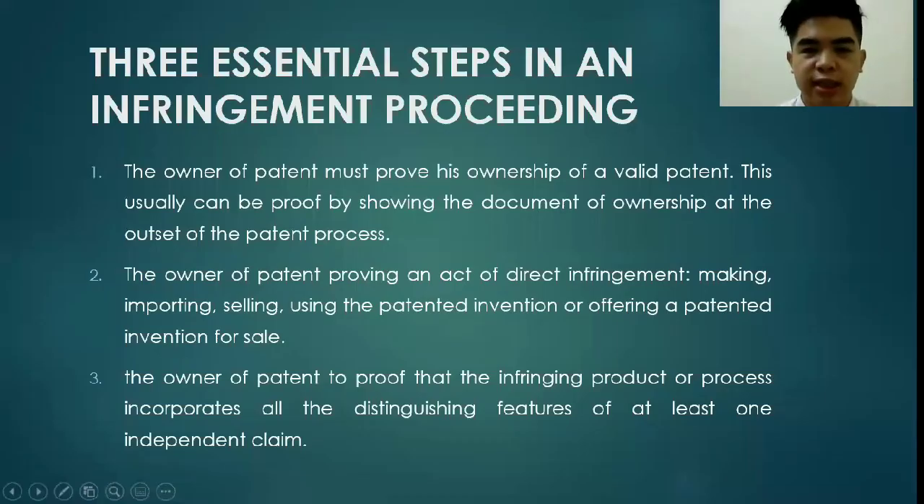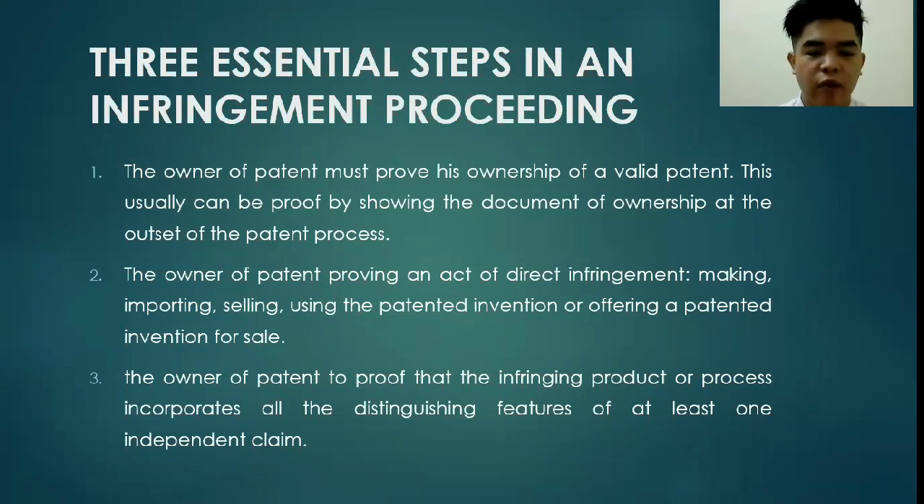In order to succeed in patent litigation against an infringement that occurs, we have to take note that there are three essential steps in infringement proceedings that we need to follow. Firstly, the owner of the patent must prove his ownership of a valid patent. This usually can be proved by showing the documents of ownership at the outset of the patent process.